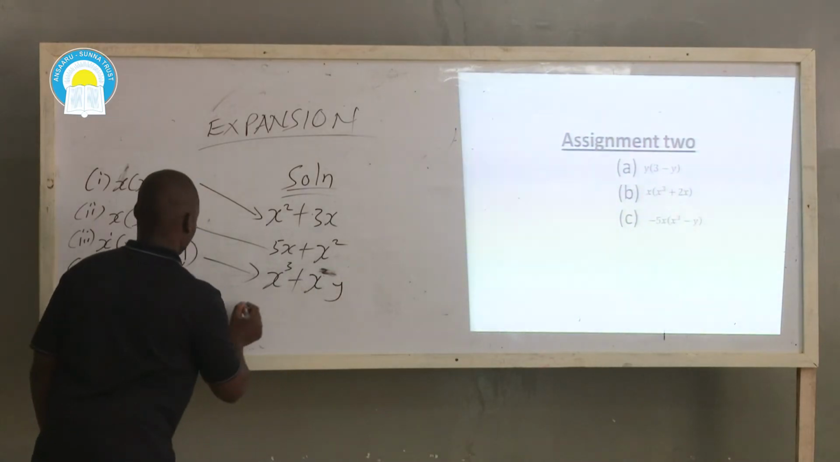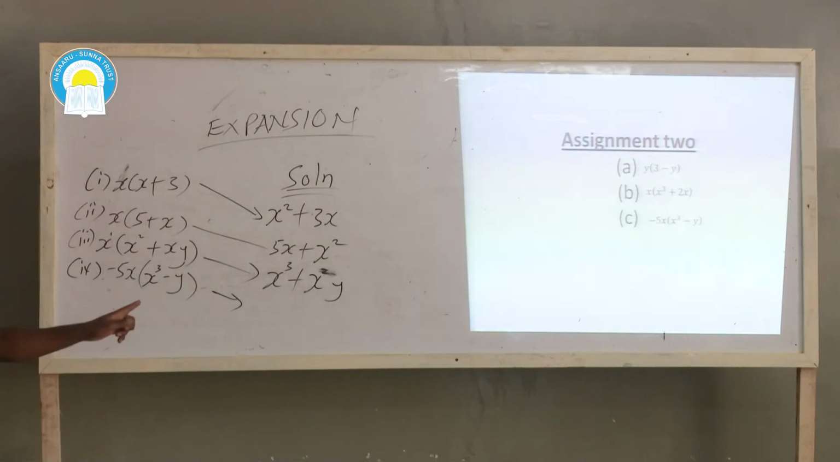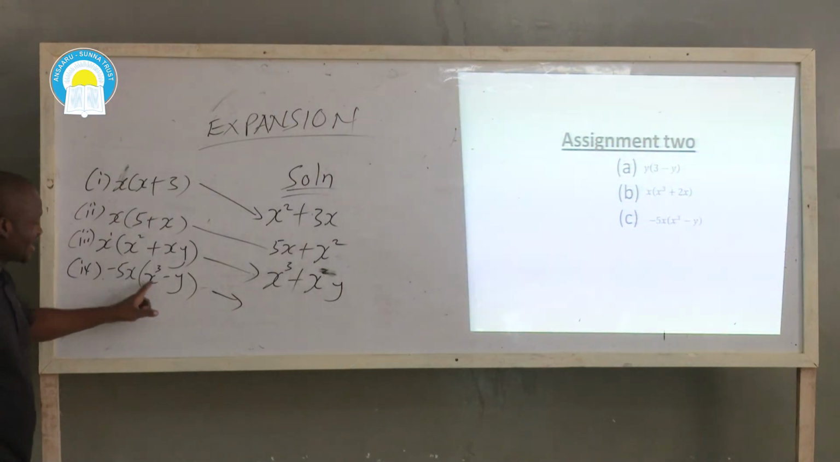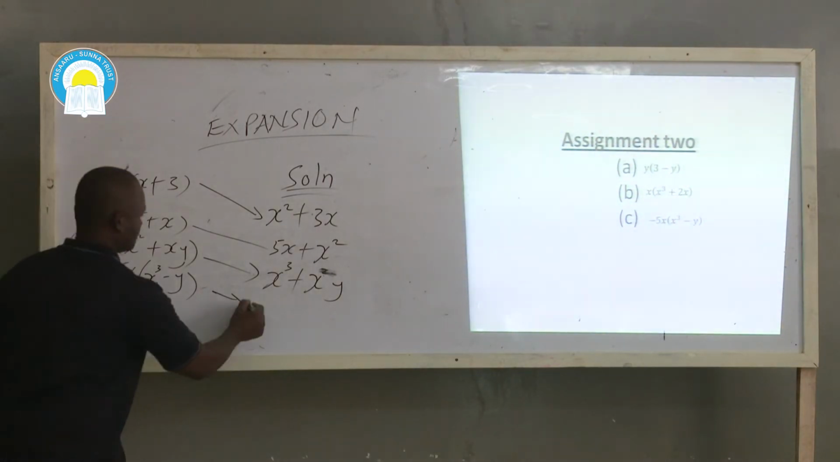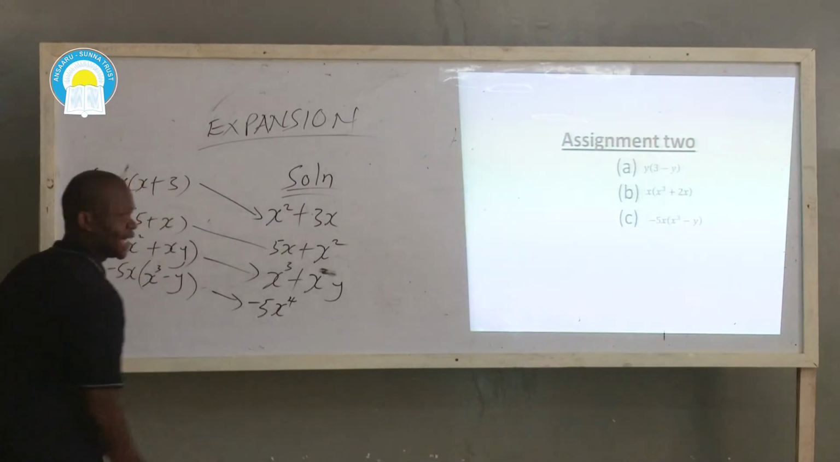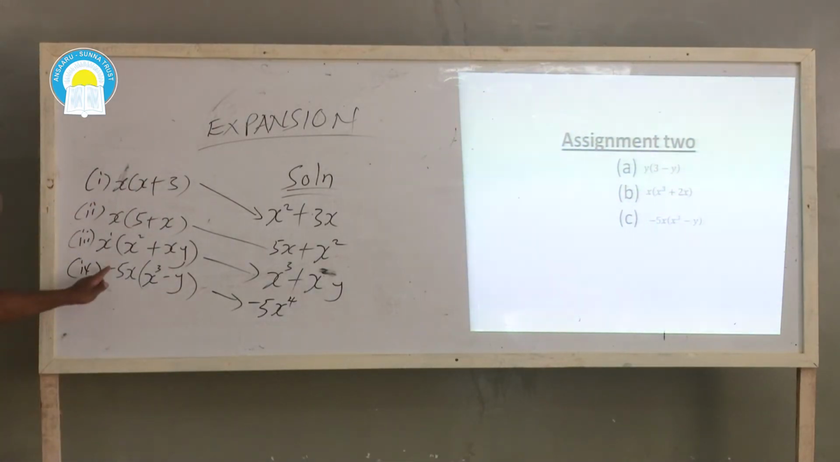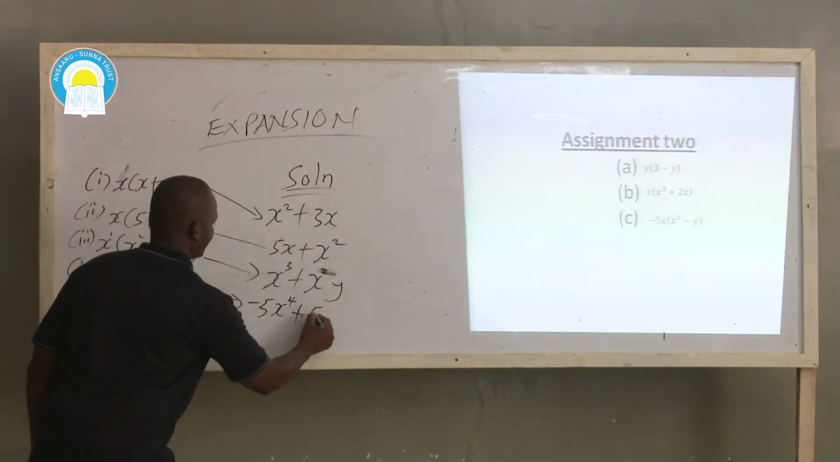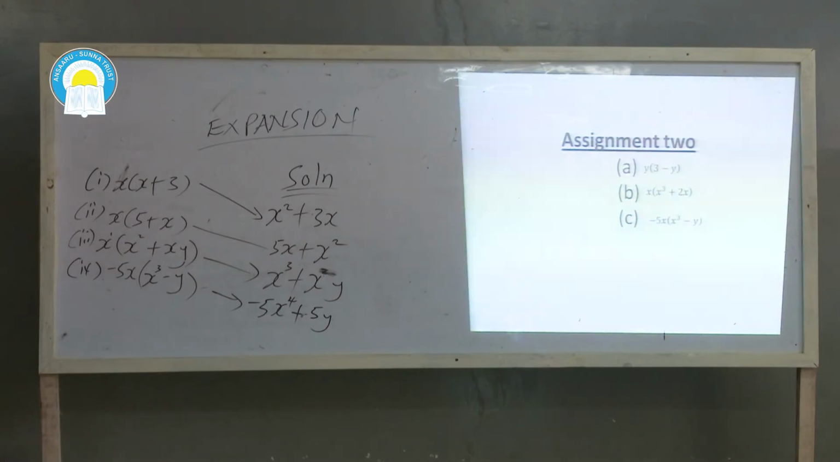Then the last one, we have the issue of the negative, which must now be affected. Of course, now expand this: negative 5x times x cubed. What do we get? Having the same base here and power 1 there, you get negative 5x to the power 4. This and this will give you a plus 5y. So now we've exhausted that.